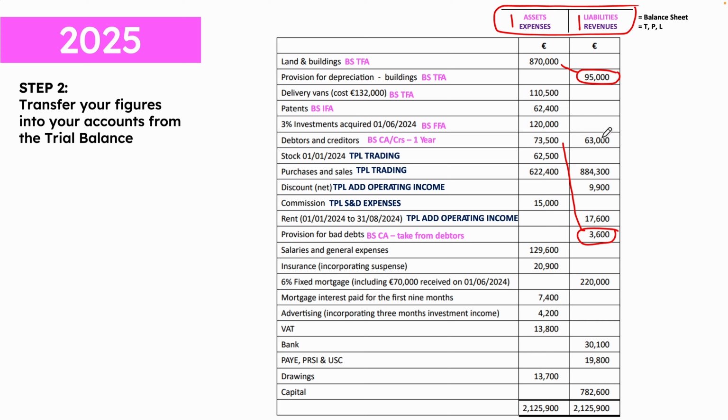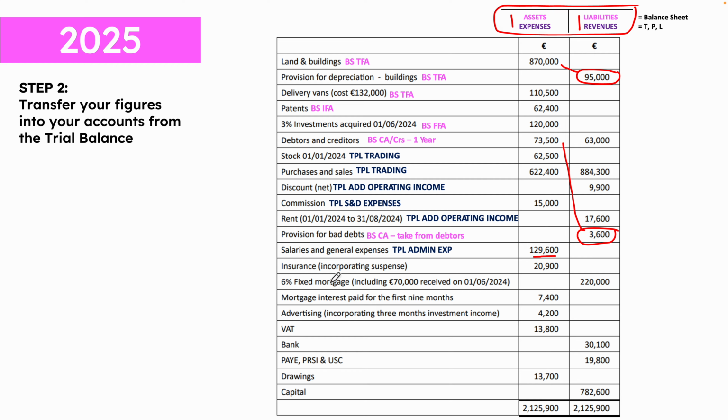There are a couple of exceptions to the rule, such as the accumulated depreciation and the provision for bad debts. Okay, next we have salaries and general expenses. They're under the expenses heading, and it would be the admin expenses. So all expenses relating to sales go under S&D, and all of the other ones would go under admin.